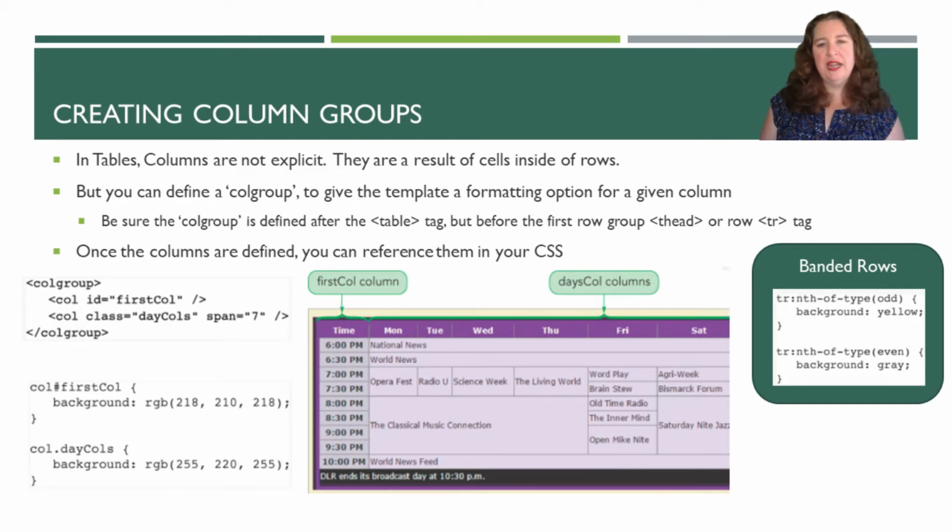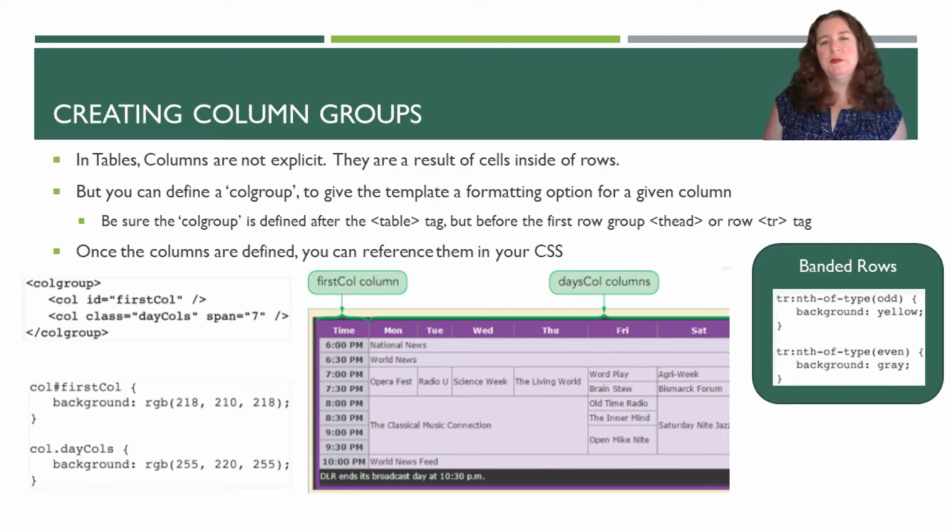In the example that we're going to be doing in code in just a second, there is a column group that has our first column for our time of day, and then the other columns are our individual day columns, and they span over 7 columns. So we can look at that and format each of those options differently to make the page look the way that we want.